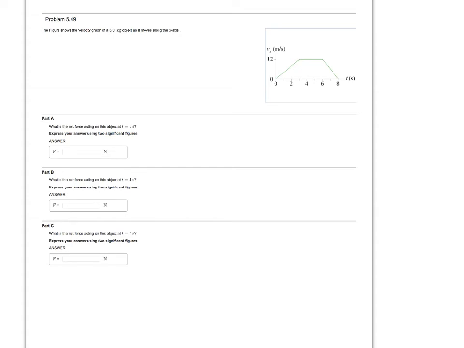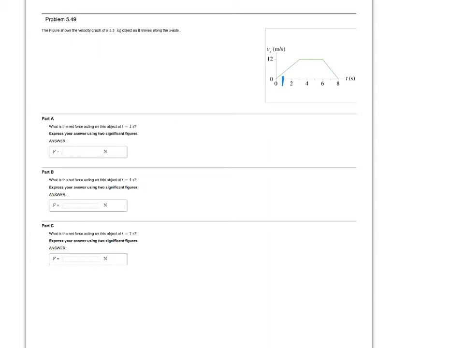For this problem here on Mastering Physics, we have a velocity versus time graph showing an object moving along the x-axis, and we want to know the net force acting on it at various points in time. So our first point in time here is at 1 second, which is right here. So what I'm going to look at is the motion of the object from 0 to 3 seconds. Actually, we have a constant acceleration during that period of time.